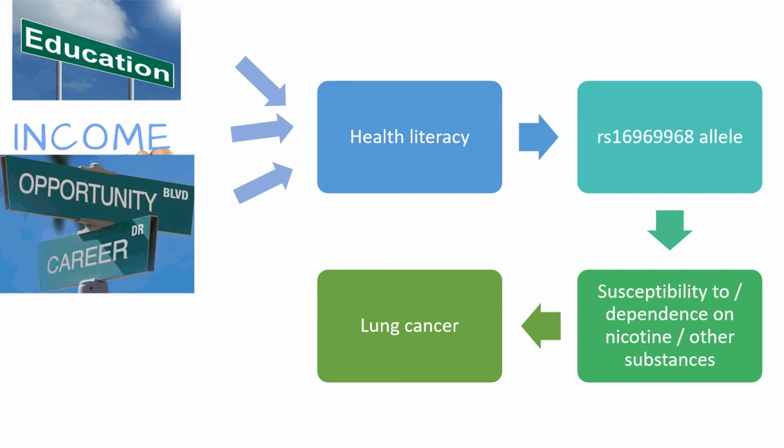This depends on a person's education level, a person's income, a person's occupation status. And I'm sure you know, education, income, and occupation status are correlated with one another. And education, income, and career determine our level of health literacy. And this is going to determine whether we are aware of what this RS1696998 can do to us.